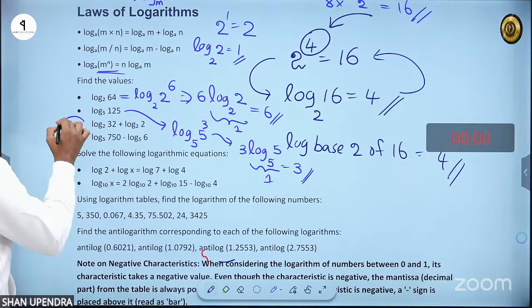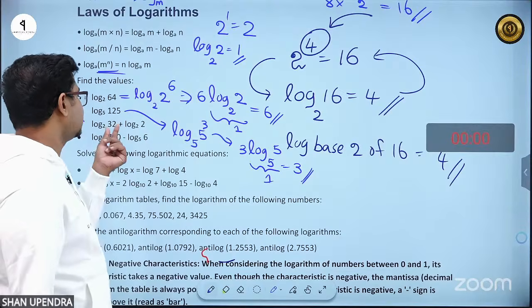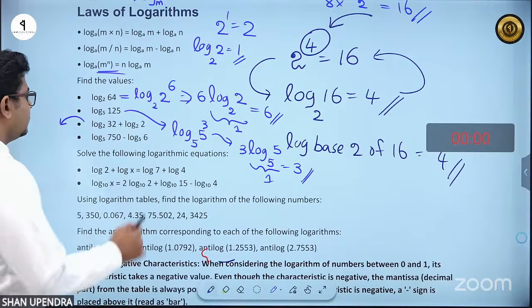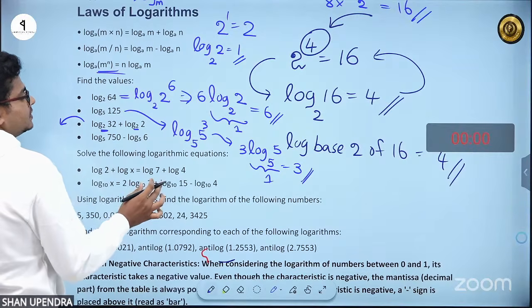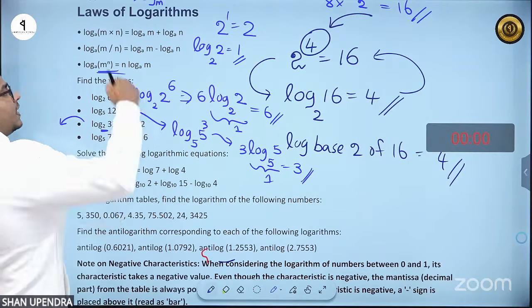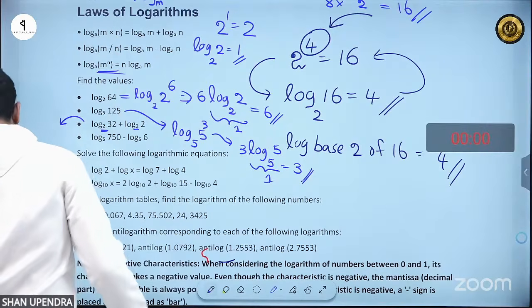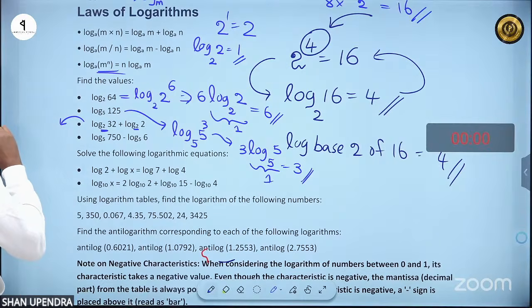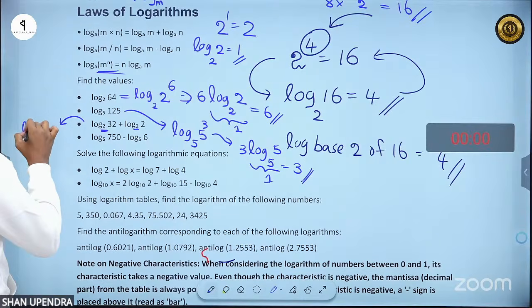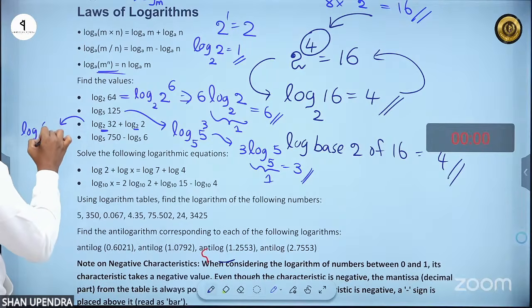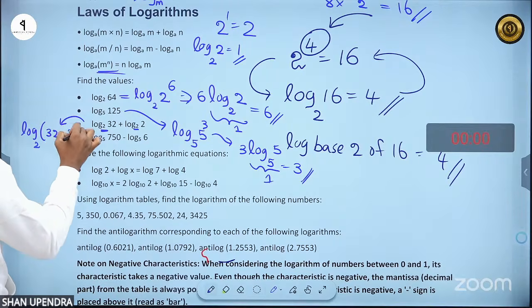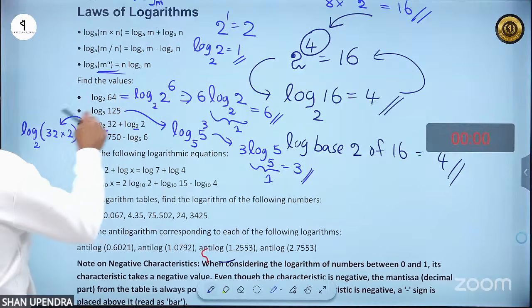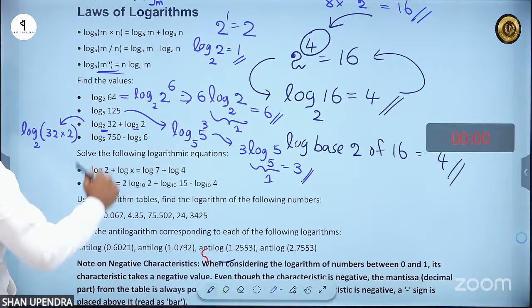Then this one, here you can see addition. So addition again can be written as a multiplication. There you can see same base number. So if you can see the same base number, you can convert into this one again. So I can write log 2 of 32 into 2. Or else I can separately calculate, or else I can combine 32 into 2 because same base number.